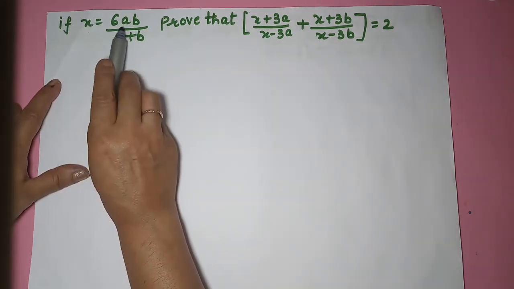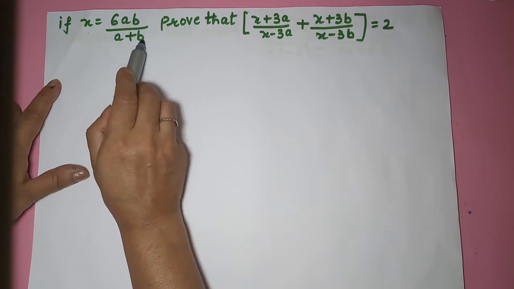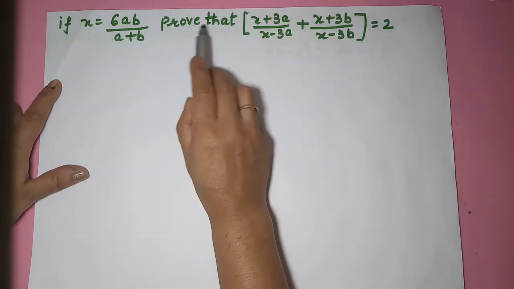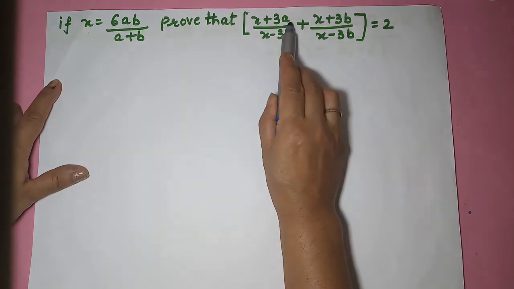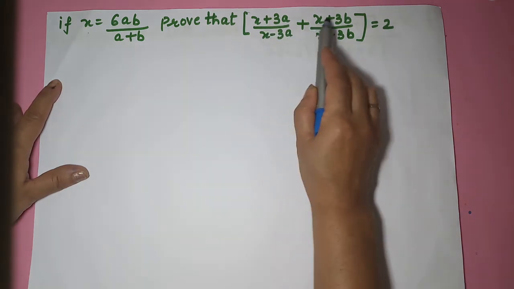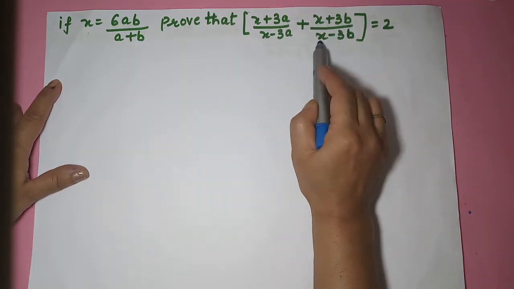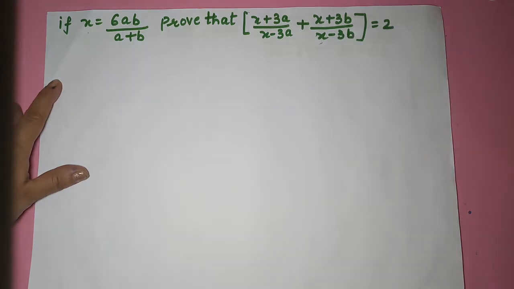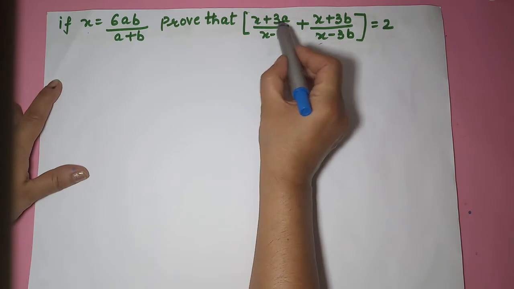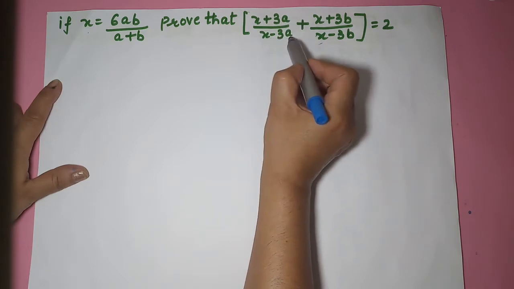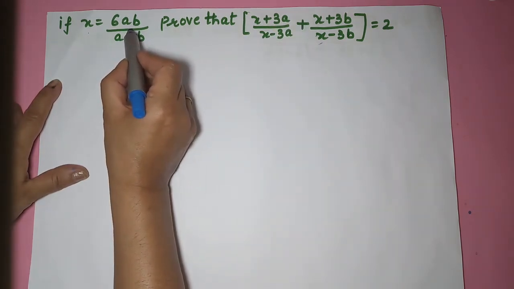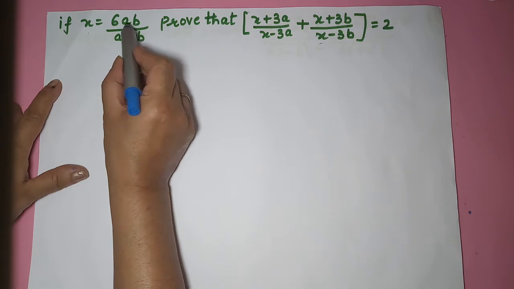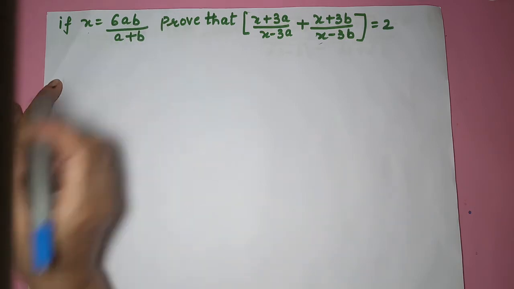We have x equal to 6ab upon a plus b. And we have to prove that (x plus 3a) upon (x minus 3a) plus (x plus 3b) upon (x minus 3b) is 2. Now, how will we calculate x plus 3a and x minus 3a from this which is given to me? Now, we need to rearrange this thing. How we can do it?